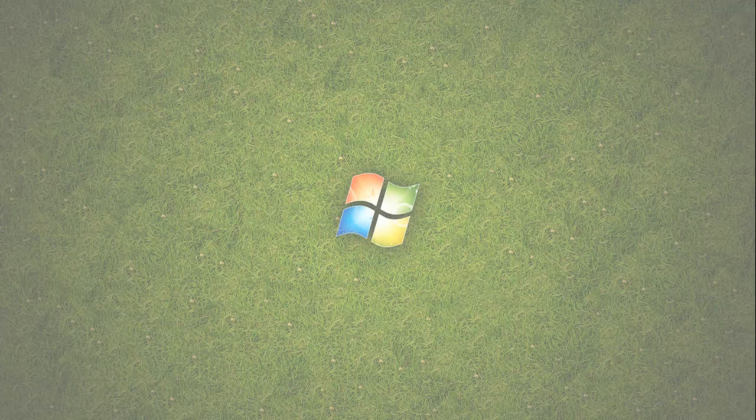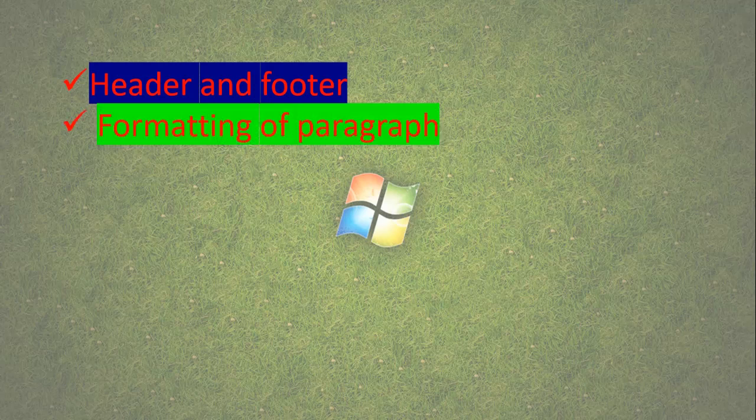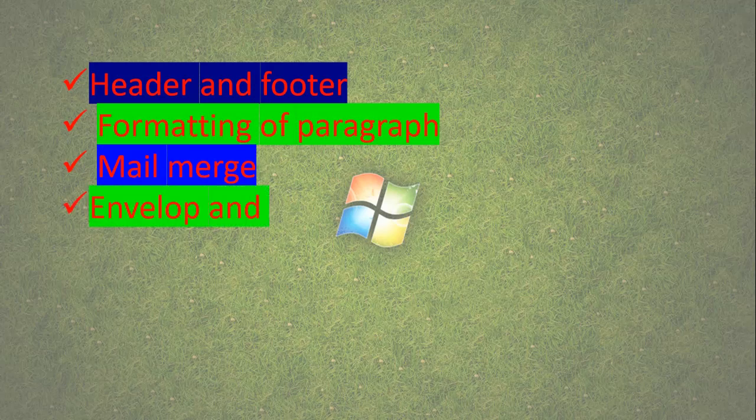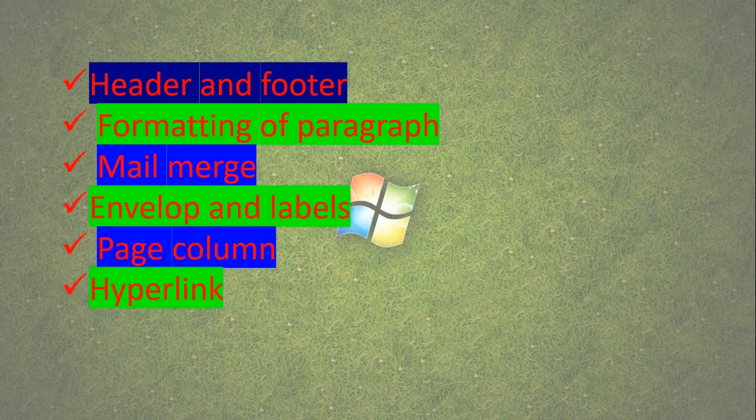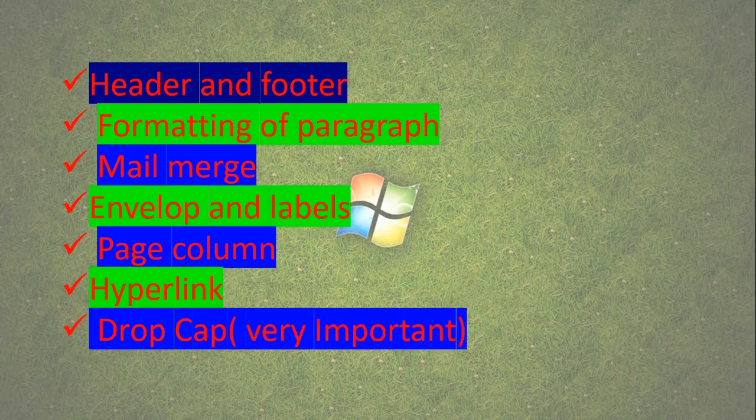So in this series we will learn the topics which are visible on the screen: header and footer, formatting of paragraph, mail merge, envelopes and labels, page columns, hyperlink, drop cap. Drop cap and hyperlink are very important options, isn't it? So we are going to learn all these options in this series of MS Word.